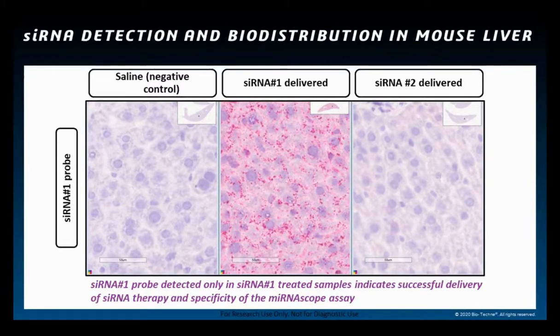Now, this slide captures the specificity of the miRNAscope assay, as only siRNA1 is being detected with the siRNA number 1 probe, while there is no signal observed in either the saline or in the completely independent siRNA number 2 molecule delivered to a different cohort. Again, this slide shows the type of actionable data that can be obtained with the miRNAscope assay. This data can drive new hypotheses or questions related to chemistry of the siRNA, dosage, how that impacts stability, the biodistribution of the siRNAs, and of course, the impact on the target of interest.